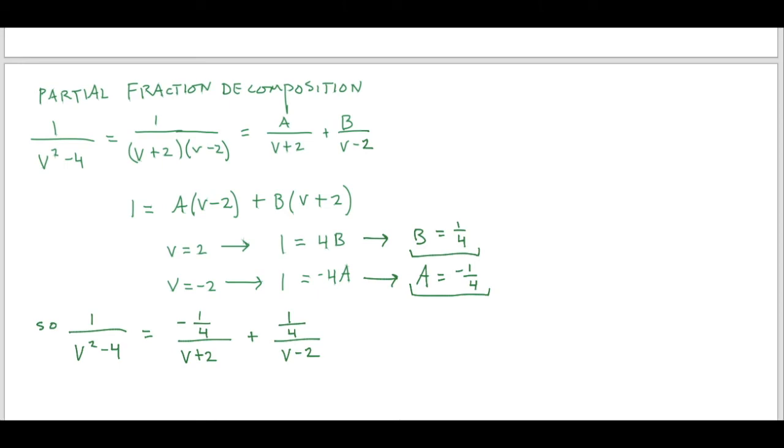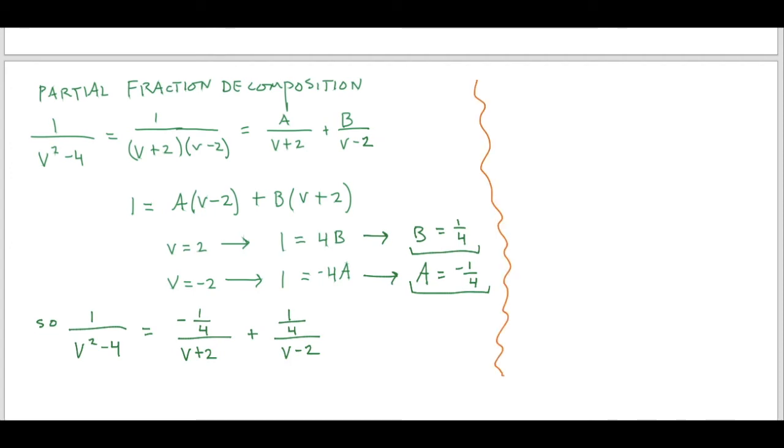Here are all the steps necessary to enact partial fraction decomposition on this fraction 1 over v squared minus 4. It might have been a while since you've seen this process, but hopefully you remember these details, and so you would be able to complete this process if one of the integrals that you're confronted with requires it. Let me go back to the integrals that we were trying to solve on the previous page.